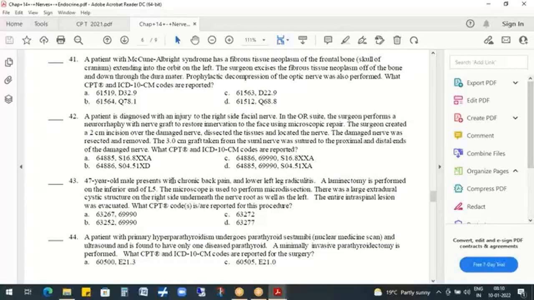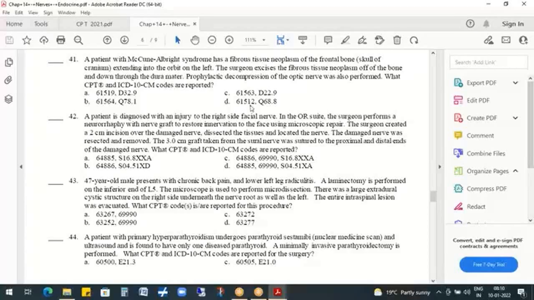Again, I am telling the question. See, nerve name you identify and the procedure performed. As I said, there are few procedures that can be performed on nerves. Here, what is the procedure performed by the physician? Neurography with graft. You got a code 64885. Then that is in two options, A and D.